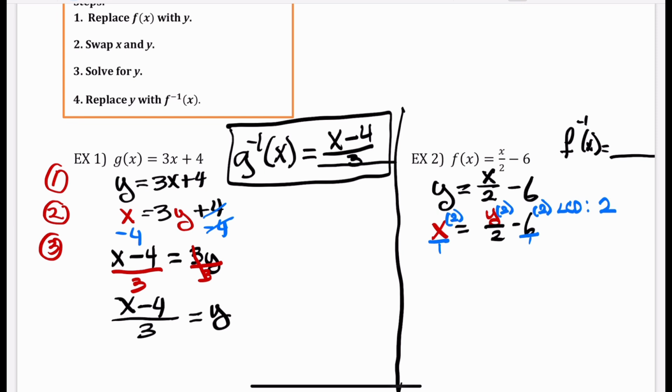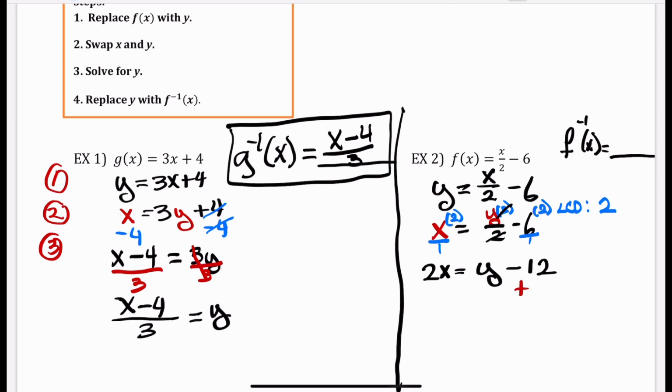And when we do that, on the left side, you just have 2 times x. On the right side, this denominator will cancel with that numerator, and we have y by itself. And then here we have negative 6 times 2, which is negative 12. Once you've cleared the fraction, then the only thing left to do to get y by itself is to get rid of that minus 12. To get rid of minus 12, you add 12 to both sides.